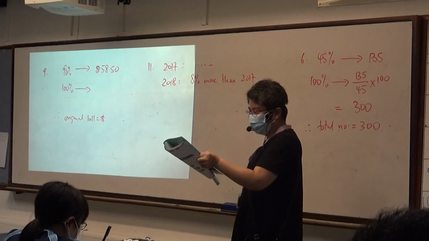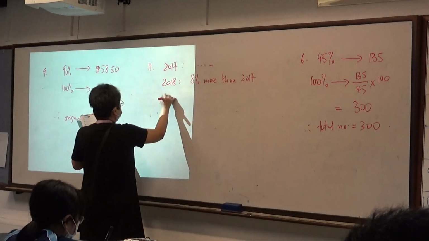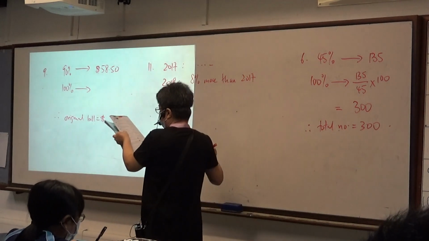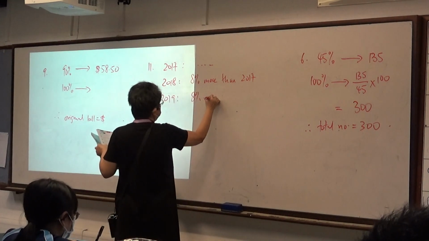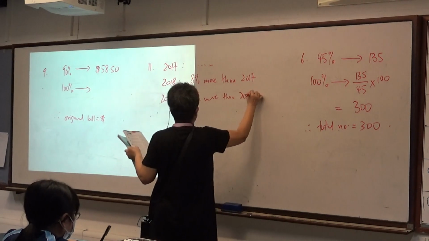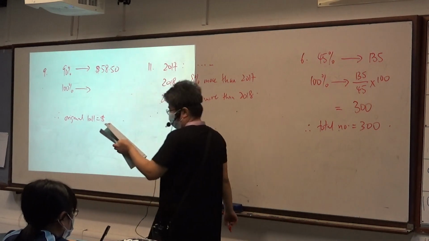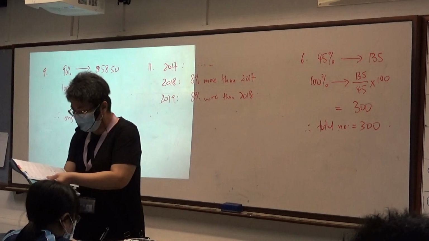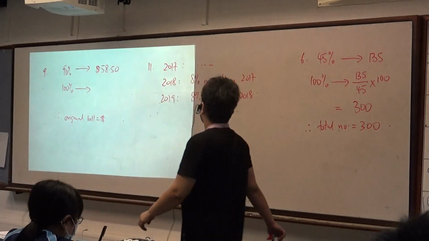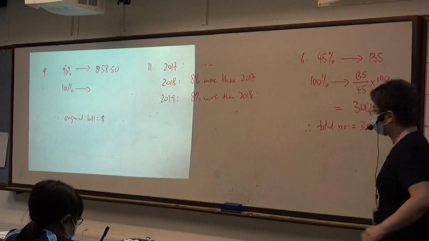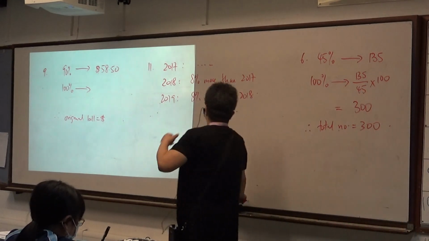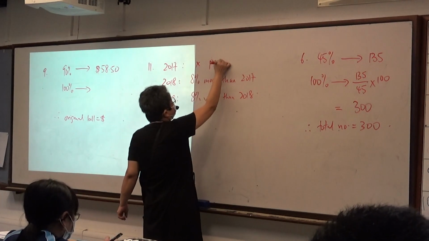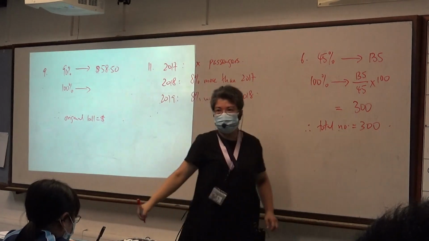Then what else? In 2019, it carried 8% more passengers than 2018. So 8% more than 2018. Find the percentage increase in the number of train passengers from 2017 to 2019. Now, I let this one be X passengers.